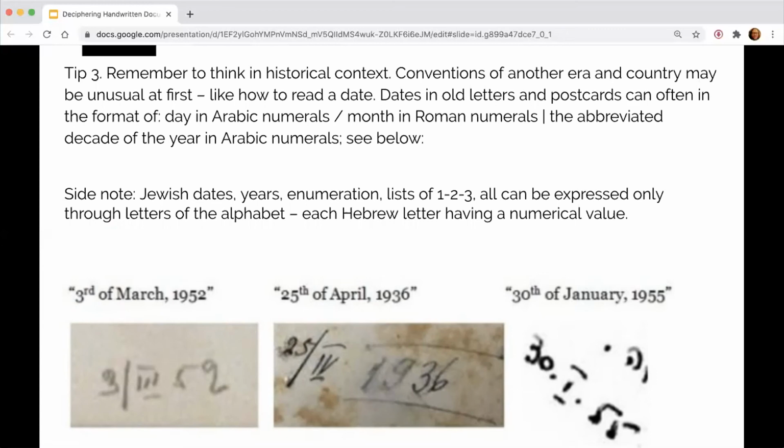Side note that if you're looking at Jewish marriage certificates or other documents written entirely or mostly in Hebrew, dates and numbers and lists of items can use Hebrew letters with numerical equivalents instead of any Arabic or Roman numeral systems. So know that you still might have dates and numbers just indicated in Hebrew only through the letters.